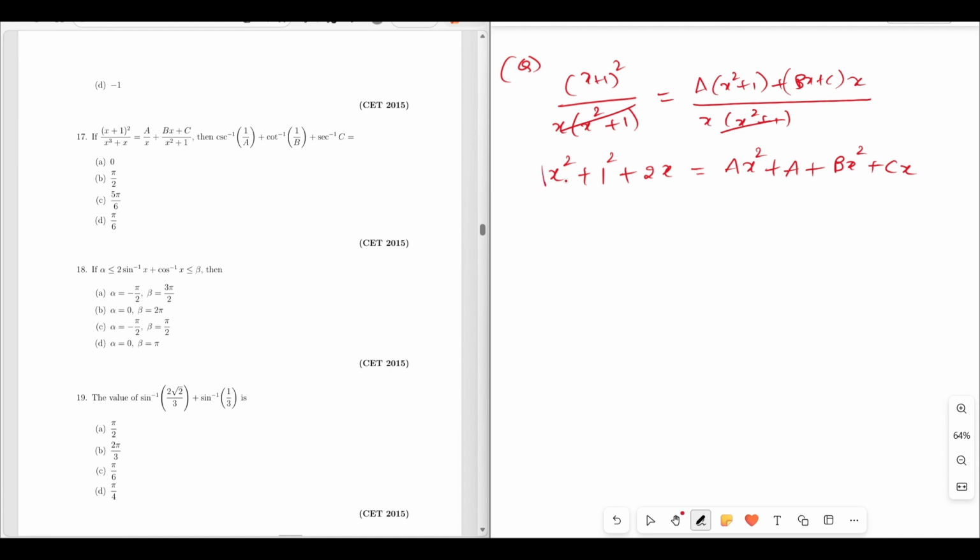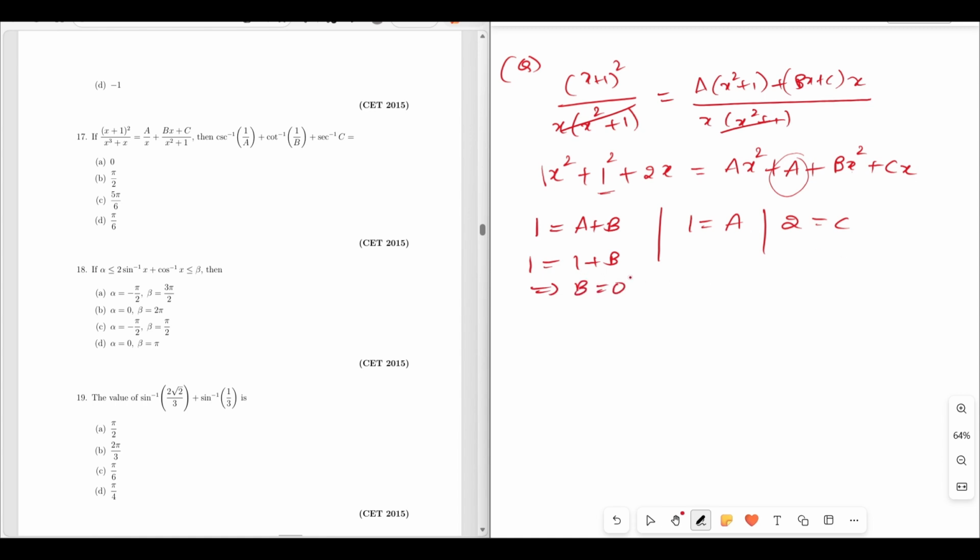See, coefficient of x square is 1. Here coefficient of x square is a and coefficient of x square again is b. So you get 1 is equal to a plus b. So now constant term is a and here the constant term is 1. So 1 is equal to a, and coefficient of x is 2. Coefficient of x here is c. So c is equal to 2. Substitute the value of a. 1 is equal to 1 plus b. This implies b is equal to 0.